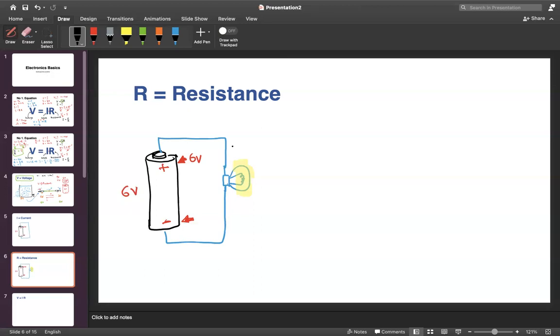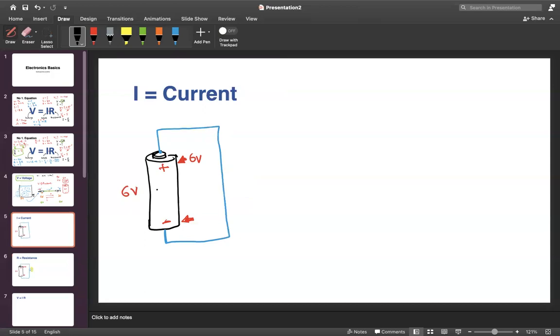Yes, sir. Current is supplied because of voltage. Current is there because there's a pressure difference. That's what we learn now. Current is there because there's a pressure difference, right?